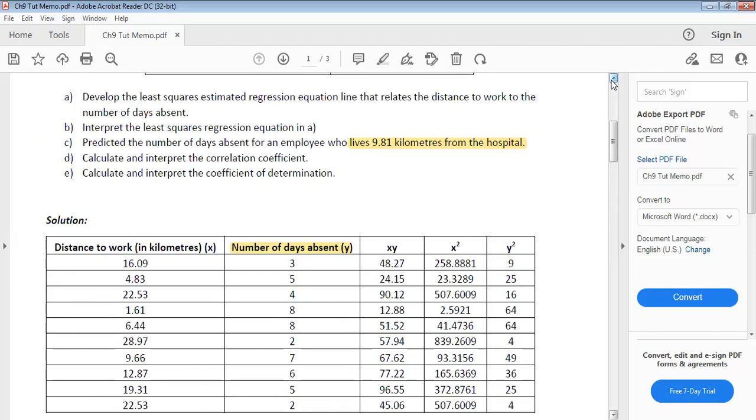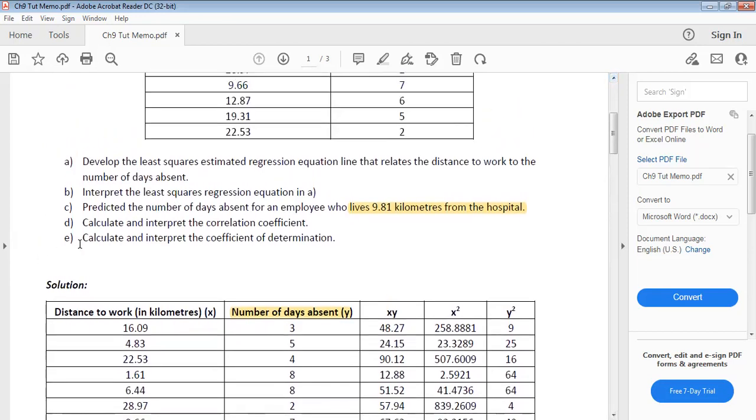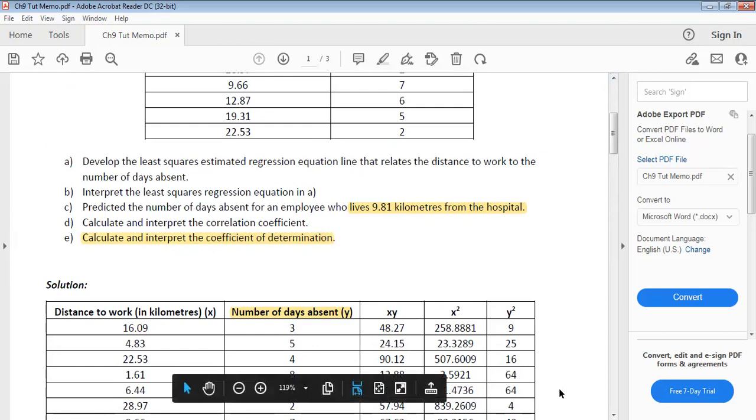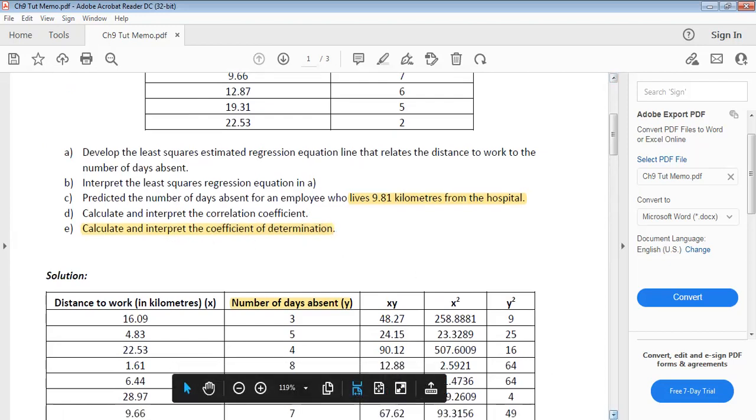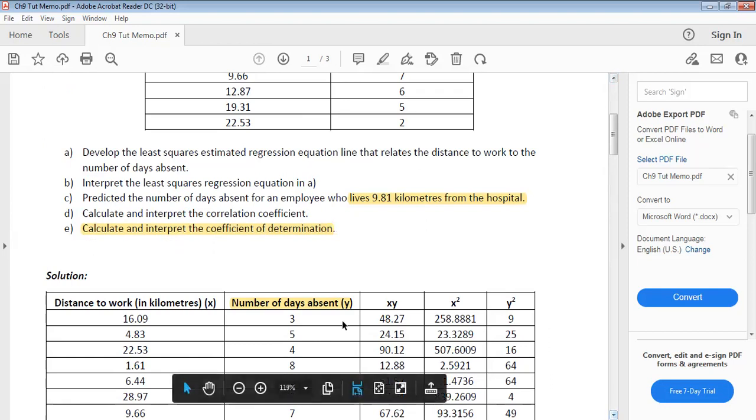Okay, so the next question is saying calculate and interpret the coefficient of determination. So again, the coefficient of determination is basically just the square of the correlation. So the correlation here, the square is the coefficient of determination.